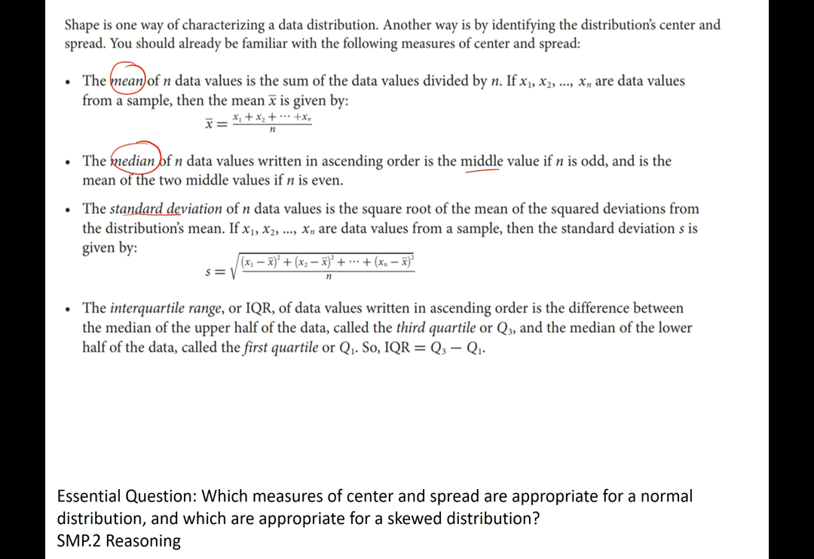And then there's standard deviation. We calculated that the other day. That talks about the spread of the data. And then there's something called the interquartile range. Let's read through this one. The IQR of data values written in ascending order is the difference between the median of the upper half of the data, called the third quartile, and the median of the lower half of the data, called the first quartile. So again, it's a measurement of spread.